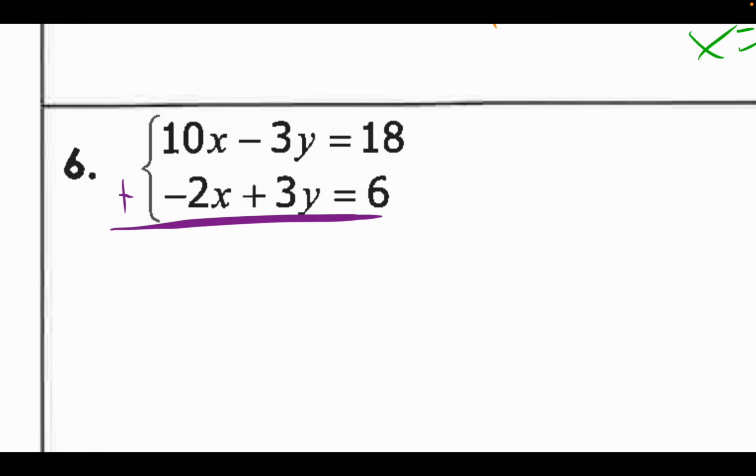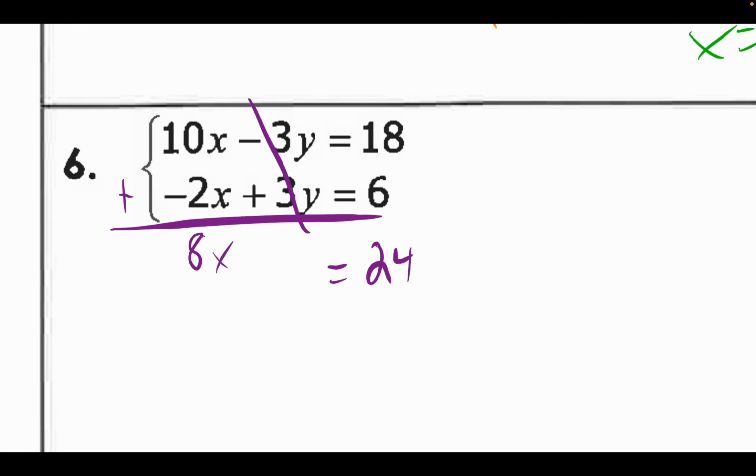And as we add, we do 10 minus 2 for x's, and we get 8. And we do negative 3, positive 3, and that gives us 0. Our y's eliminate. We don't have any more y's, so we don't need to write plus 0y. And 18 plus 6 is 24.